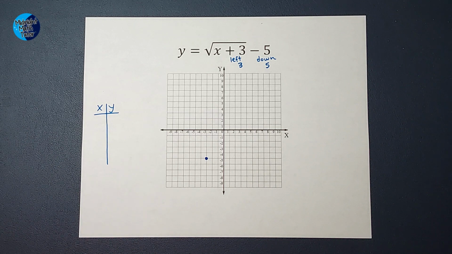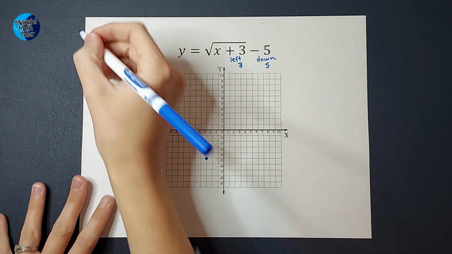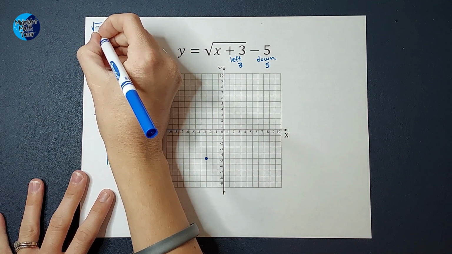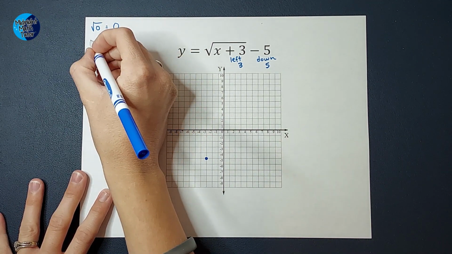I don't really want to do the square root of 3 if I don't have to, because the square root of 3 is not a pretty number. It's an ugly decimal. So I like to remind myself of the easier square roots. The square root of 0 is 0, the square root of 1 is 1.